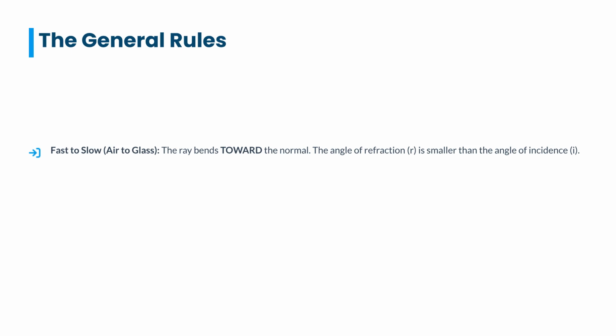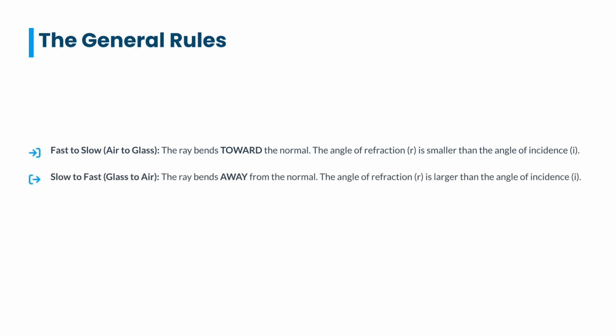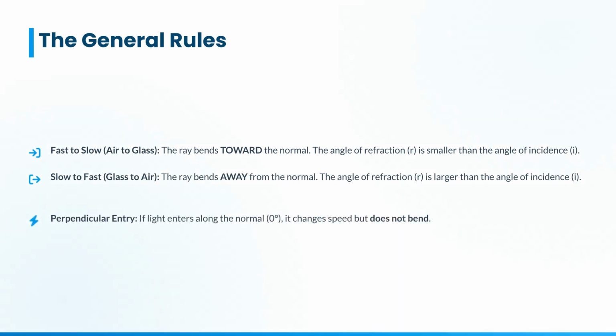There are general rules for refraction. Light moving from a fast to a slow medium bends toward the normal, while moving from slow to fast bends away. If light enters along the normal at 0 degrees, it changes speed but does not bend.